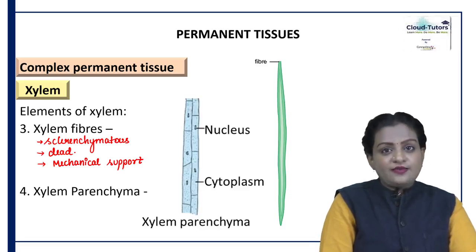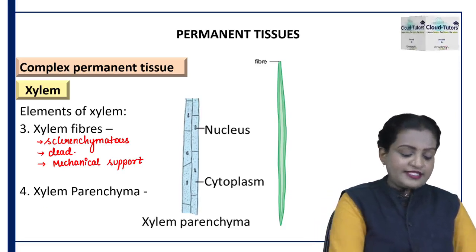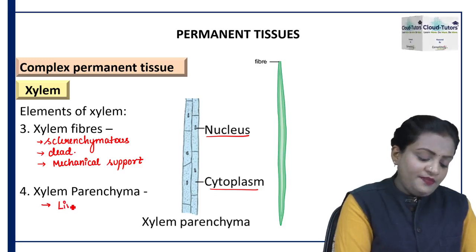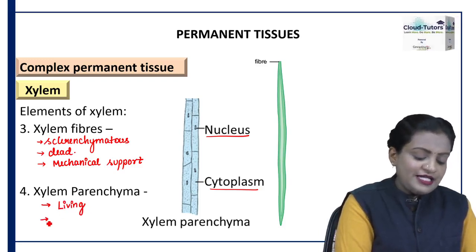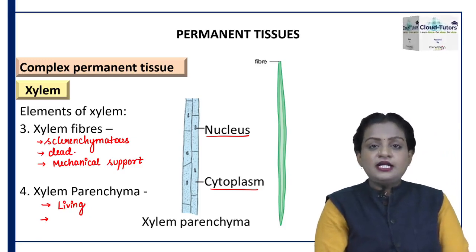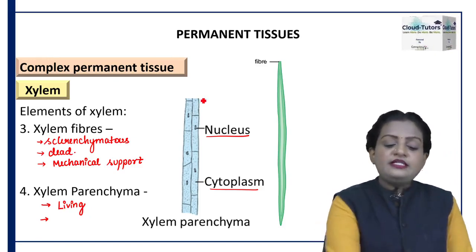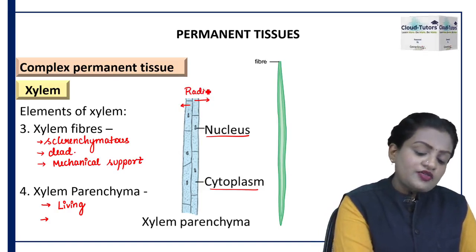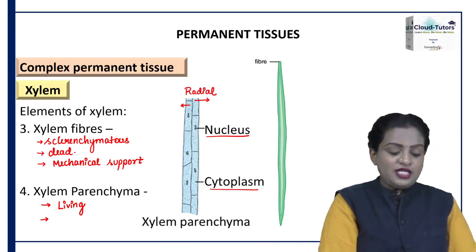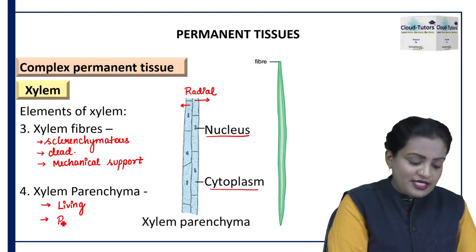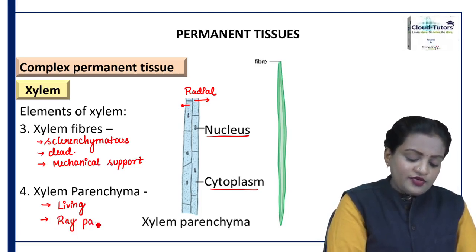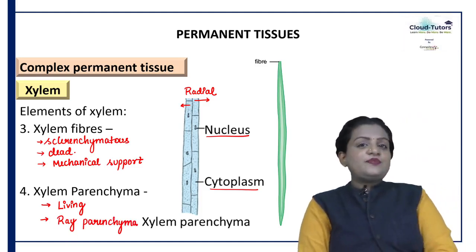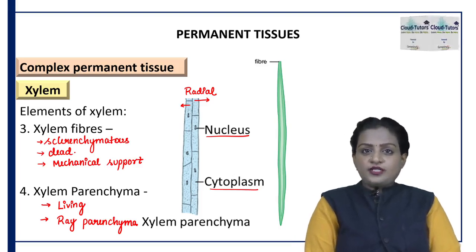And the last but not least, the fourth element of a xylem is xylem parenchyma. It is a type of parenchyma, so obviously it is a living tissue or living cell. So it contains nucleus, cytoplasm. So it is living in nature. And what is its function? It will help in conduction of water, but not in upward direction, but in sideways, lateral conduction or radial conduction of water. So since they help in radial conduction, such xylem parenchyma are known as ray parenchyma. So ray parenchyma are specialized parenchyma found in xylem which helps in radial conduction of water.